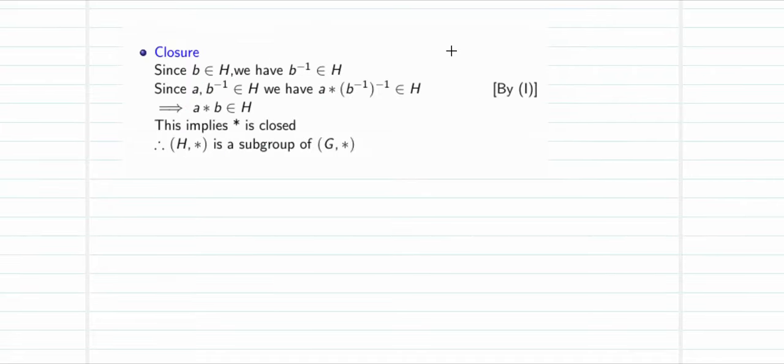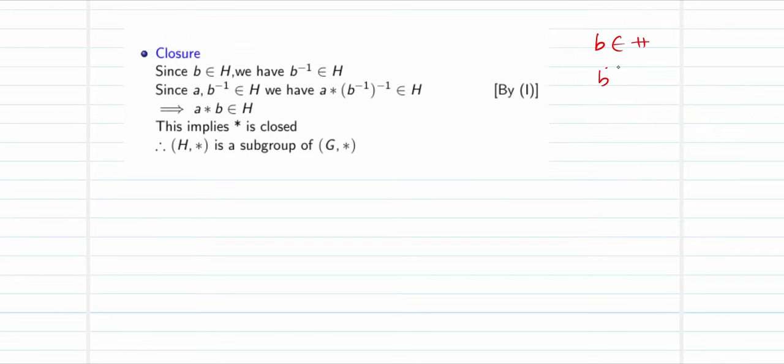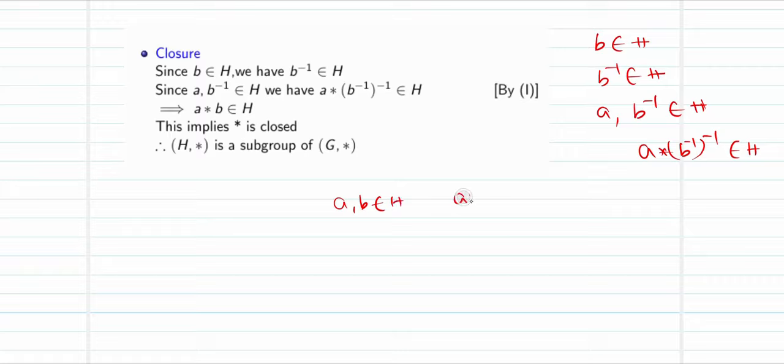Let B belong to H, and whenever we have an element B belonging to H, we have B inverse also belonging to H, that is by our existence of inverse. So B inverse belongs to my H. Now for any element A and B inverse that belongs to H, what does the property say? A star B inverse, the whole inverse belongs to H, because I know that for A comma B belonging to H, A star B inverse has to belong to H.